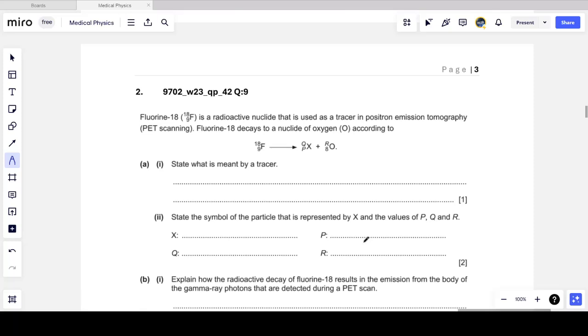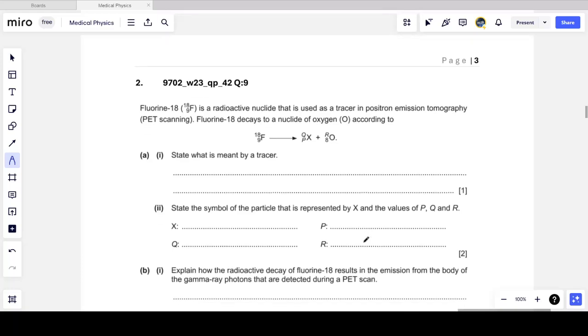The next question is number 2, as I've numbered it. It's from the winter 2023 exam. It's question paper 4, variant 2, and it's question number 9 from this paper. And again, it's going to be questions that are later on in these papers, because the medical physics and cosmology usually come towards the end of the exam.